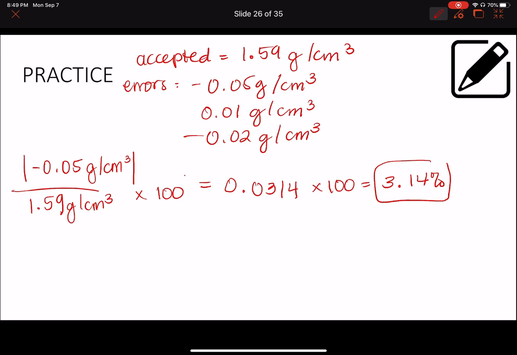Right, so why don't you guys pause and do these two right here on your own. Pretty easy, you're just dividing and multiplying by 100. So pause right now, do the others on your own, and then come back and I'm going to show the answer.